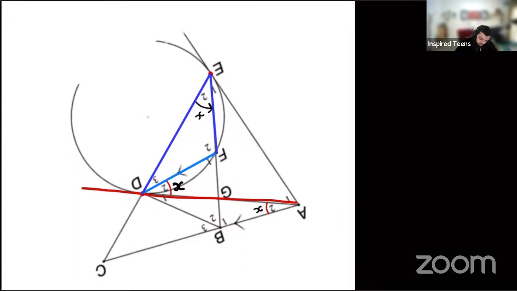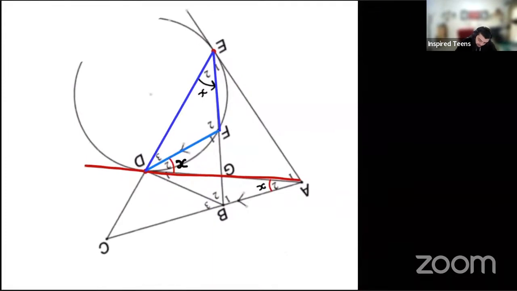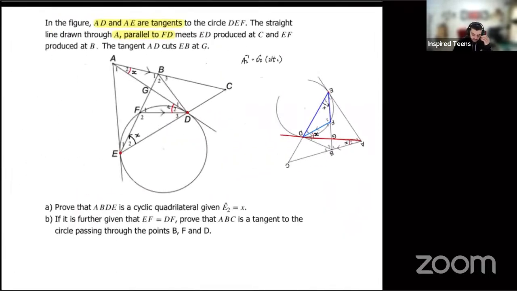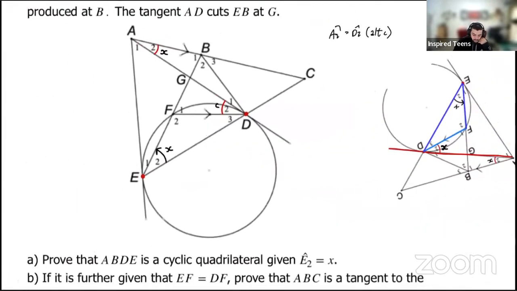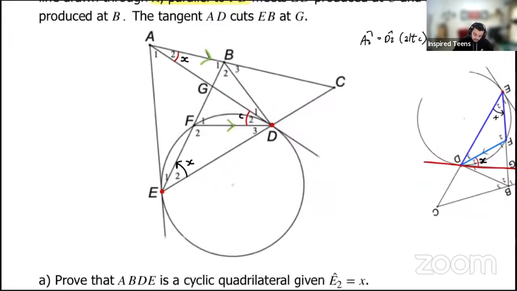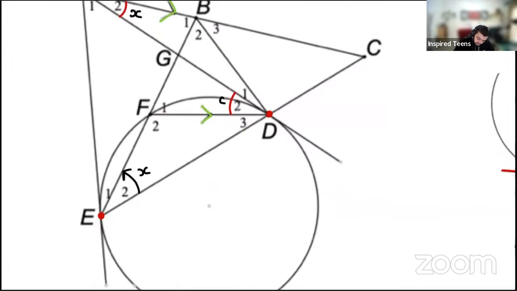I think you were taking this whole angle here, which you shouldn't. It's always the angle between tangent and chord, not the angle between tangent and the other chord. The angle between tangent and this chord that we're working with is FD, and the angle it subtends is E2. So in this case we have proven that it's a cyclic quadrilateral.